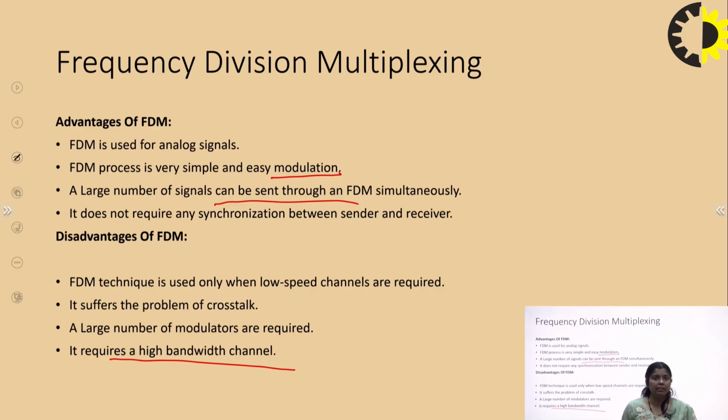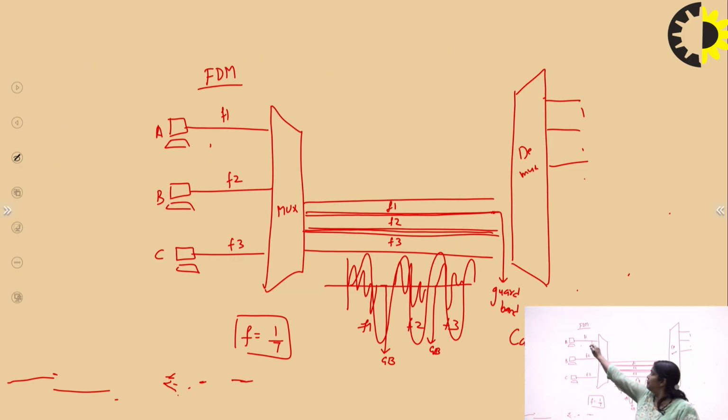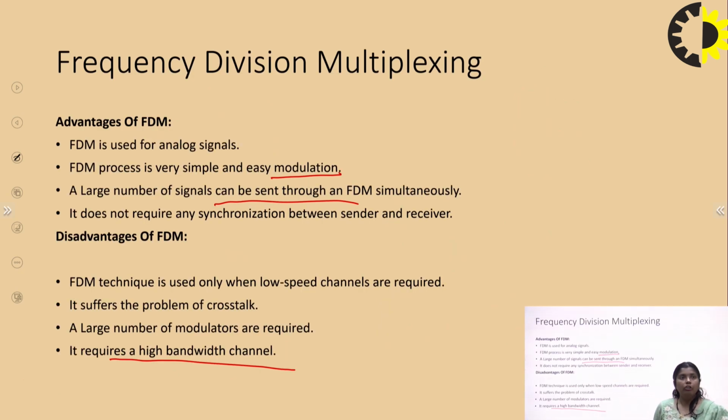Why high bandwidth? Because, as you can see here, every time all channels get different frequencies, and these frequencies go on. Next, all these frequencies have to be encapsulated for secure transmission, so the carrier frequency is also required. That's why this is the disadvantage, that it requires a high bandwidth channel.